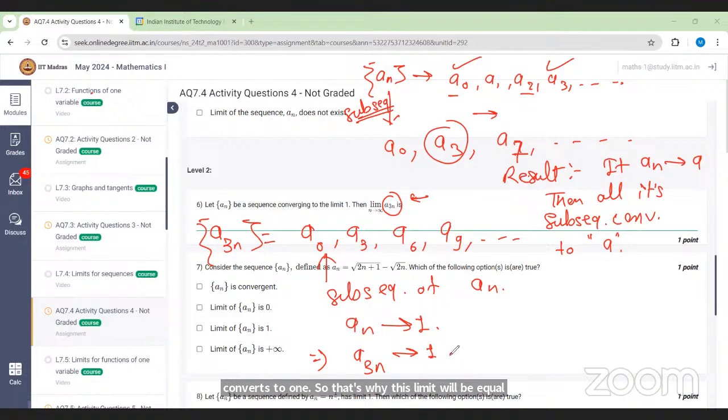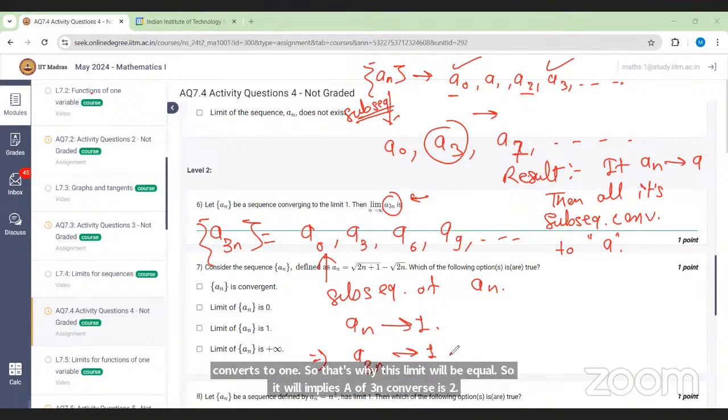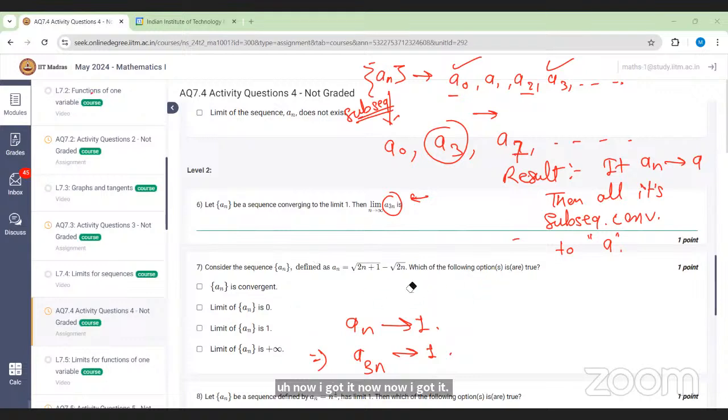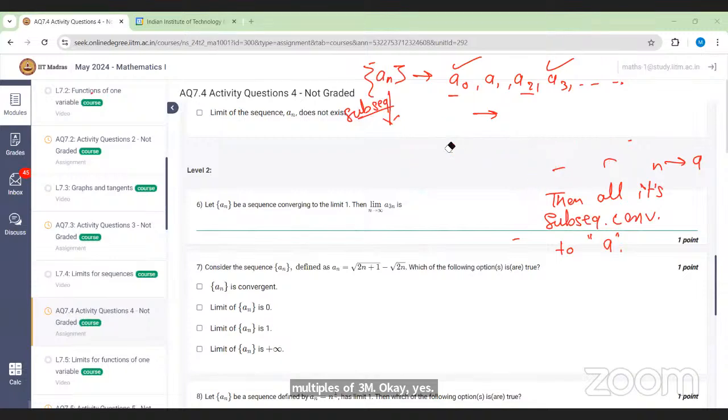Okay. Yes, ma'am. Understood, ma'am. I thought it is 3 times a, so I just multiplied by 3. Now I got it. Multiples of 3. Okay. Thank you, ma'am.